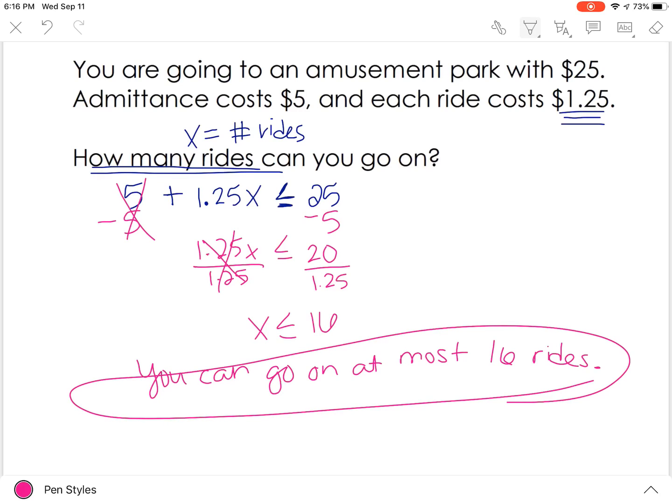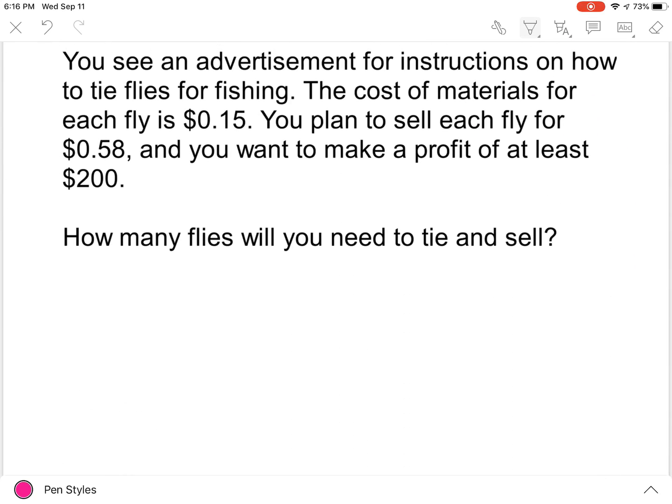Okay. So we're going to look at one more problem. Again, it's a good idea to pause right now and try to define your variable, try to set up your inequality, and then check your answer. That's how you can determine if you're understanding. So you see an advertisement for instructions on how to tie flies for fishing. The cost of materials for each fly is 15 cents. You plan to sell each fly for 58 cents, and you want to make a profit of at least $200. How many flies will you need to tie and sell?